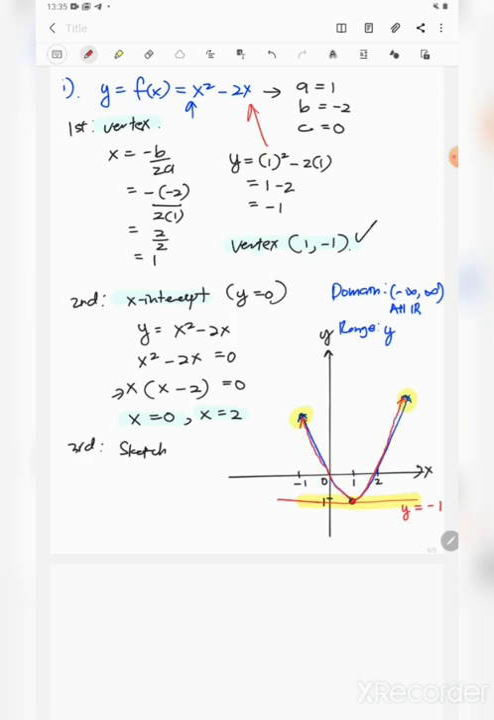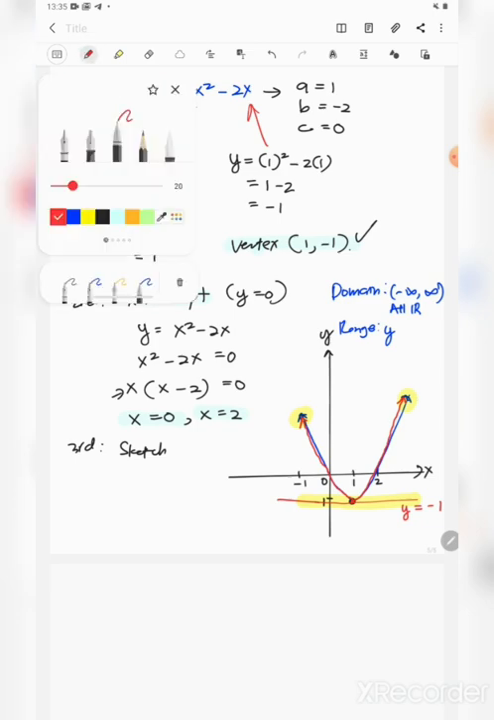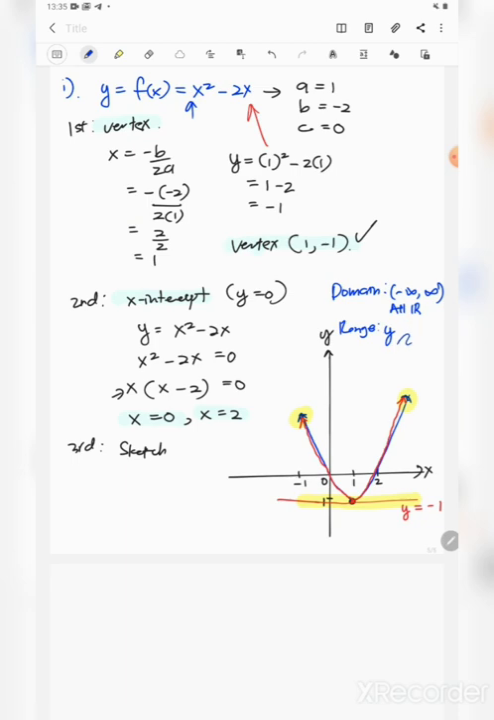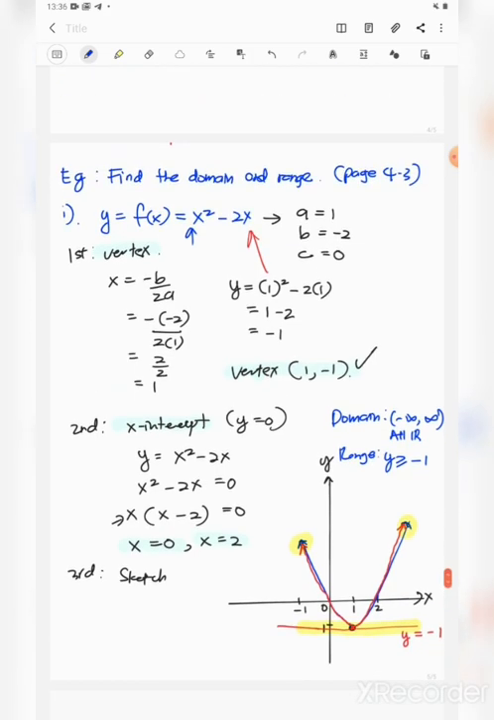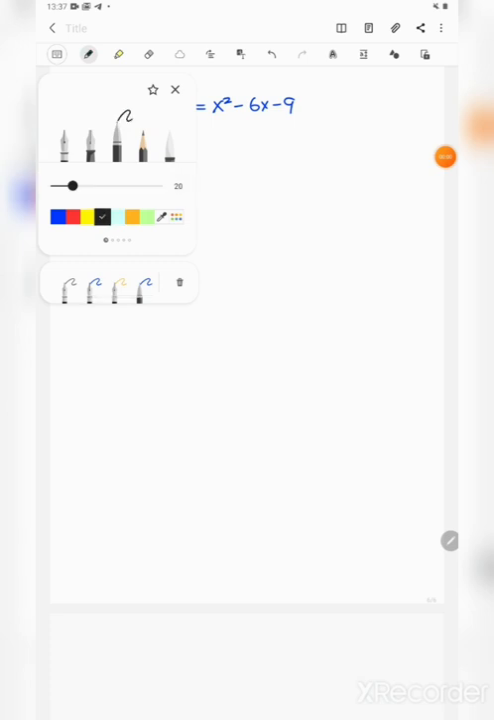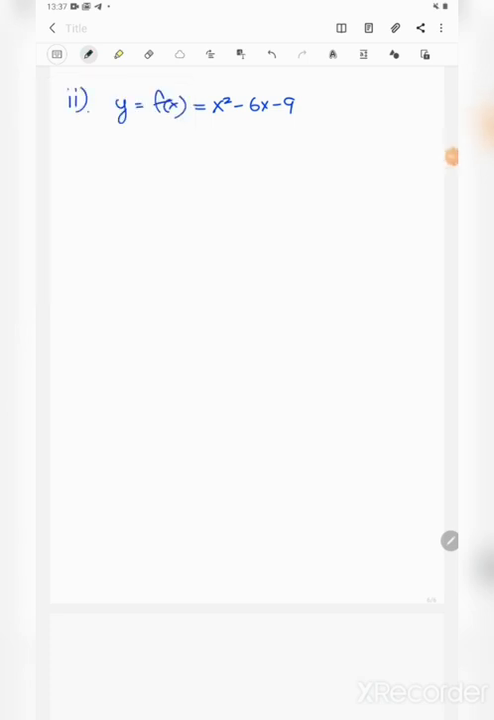Going up means that the graph has no limit. So the answer for the range will be y greater than or equal to negative 1. The lowest is negative 1. Maksudnya graph ini paling rendah. Negative 1 dan ke atas. That one will be the range for this pattern of graph. Okay, this is the second example for the quadratic.